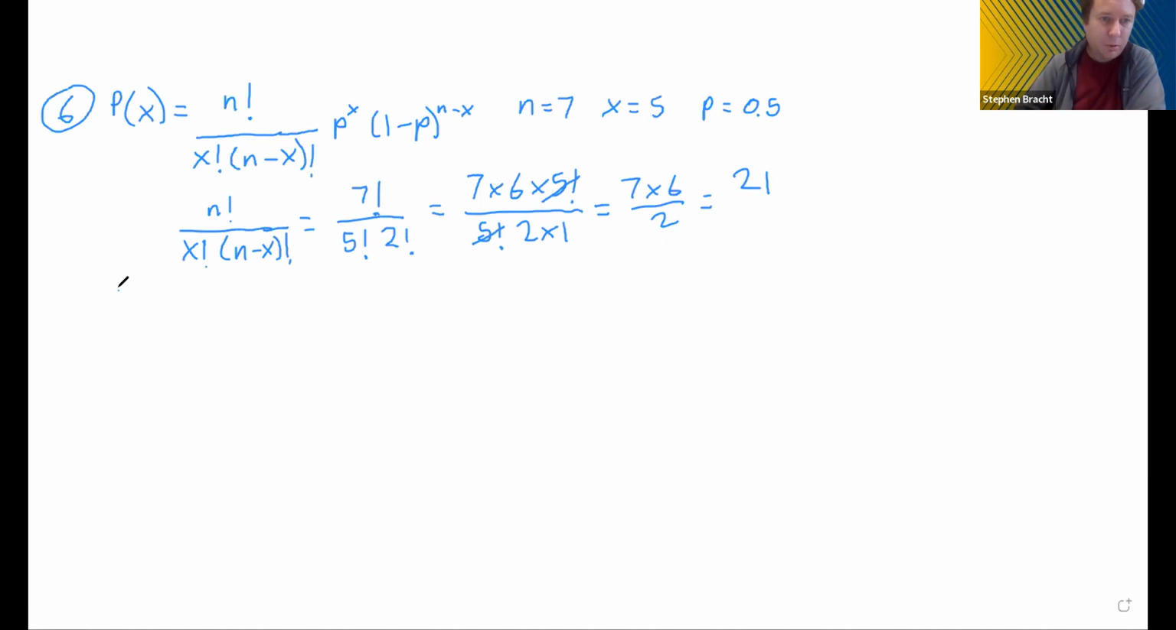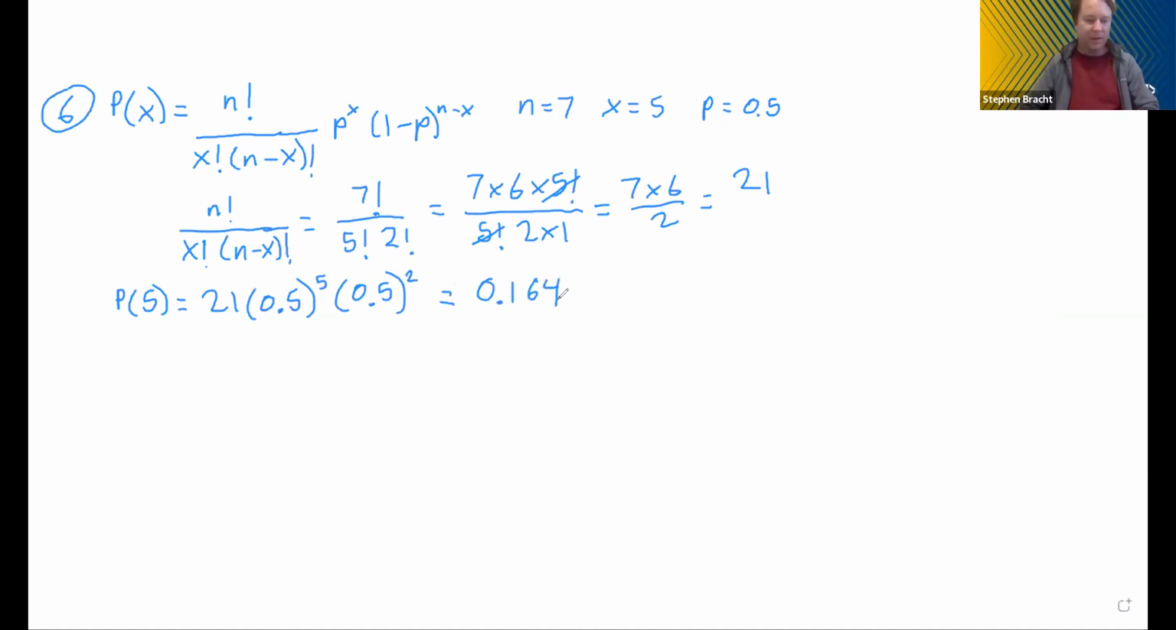So coming over here, probability of 5 successes. This factorial piece is just 21, and that gets multiplied by 0.5 raised to the power of x, which is 5, times 1 minus 0.5, which is also 0.5, raised to the power of 7 minus 5, which is 2. You can easily plug that into your calculator and you get 0.164. Okay. That's one way to get the answer.